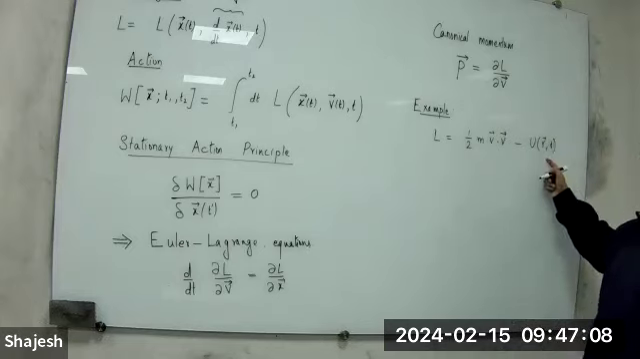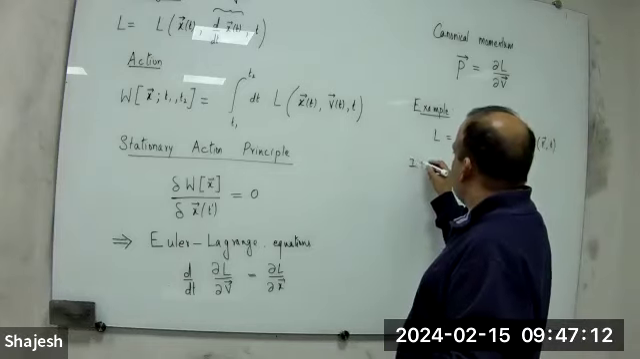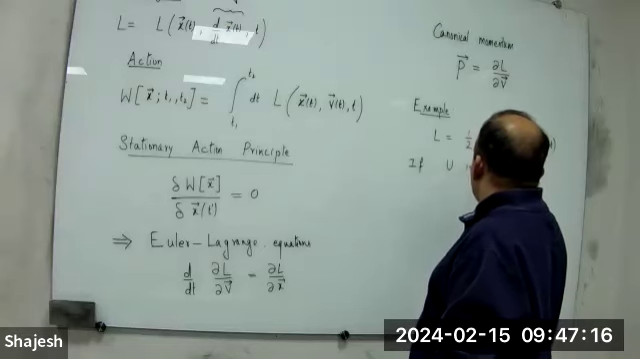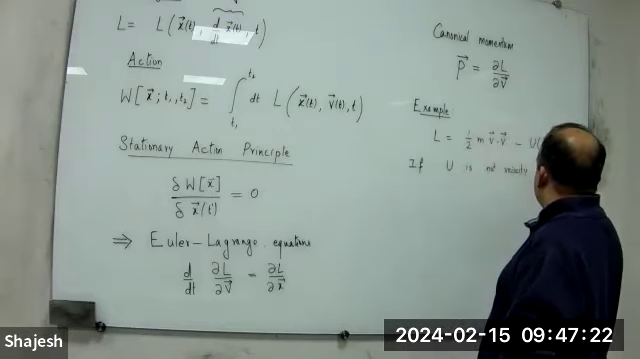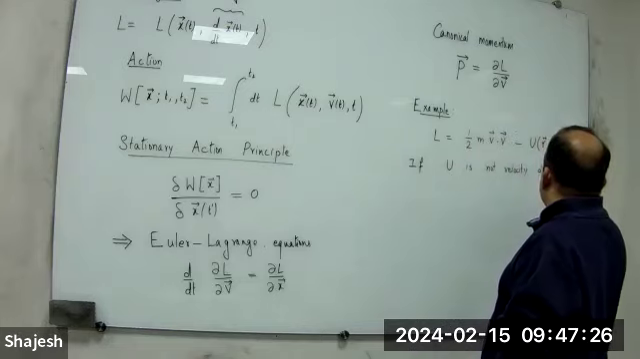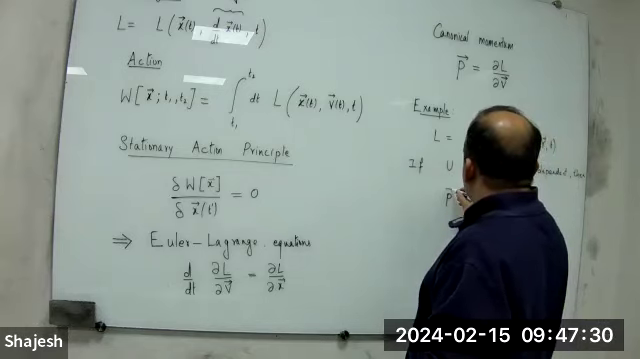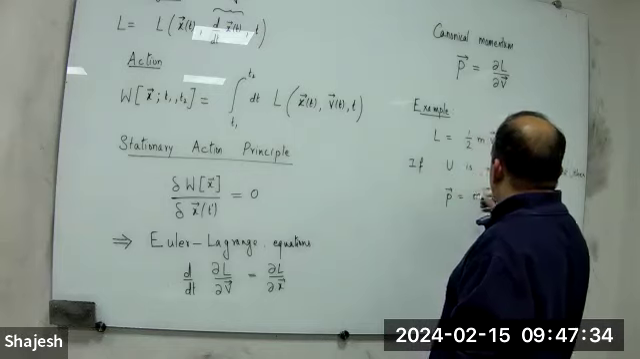If U is not velocity dependent, then P is equal to mass times velocity.